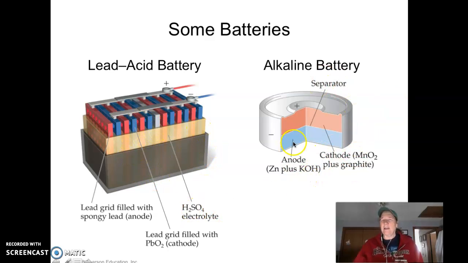Here's an alkali battery. It's a little different. See how your anode's on the bottom and your cathode's on the top, and you have a separator. That would be like a salt bridge. Okay, so it's right in the battery there that you have your anode and your cathode.